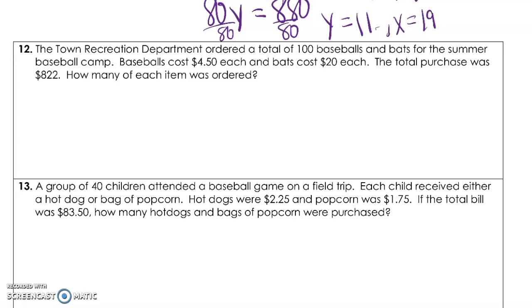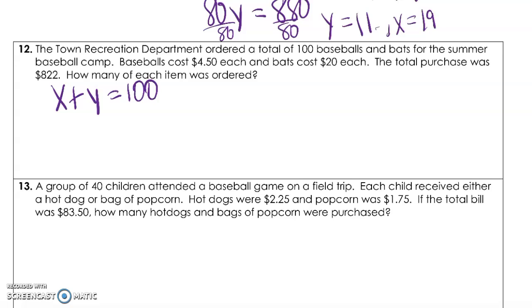Pages 5-11 of our notes are going to be full of how many and how much type of problems. So you will be given fewer numbers than on the previous 2 pages. If you look at number 12, it says that we ordered 100 baseballs and bats. So a total of 100. Right away, one of your equations is going to be x plus y equals 100. The number of baseballs plus the number of bats is equal to 100.